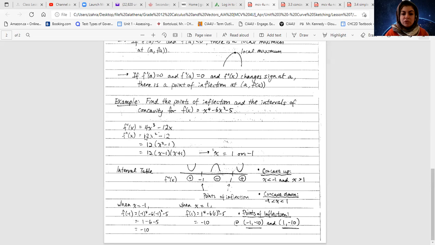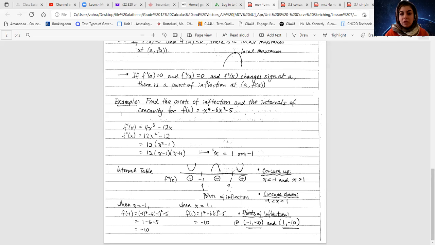You factor 12 out. x squared minus 1 is a difference of perfect squares, so it's going to be x minus 1, x plus 1 as the factors. Set each bracket equal to 0. From the first one, x minus 1 equal to 0 means x equals 1. x plus 1 equal to 0 means x is negative 1.